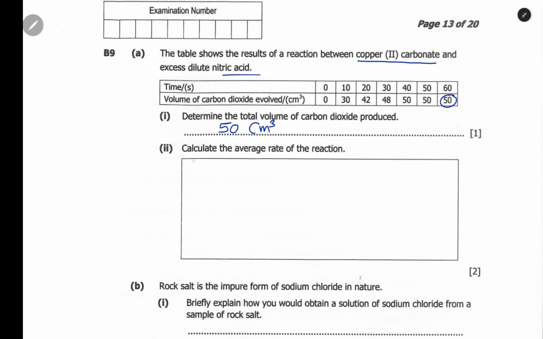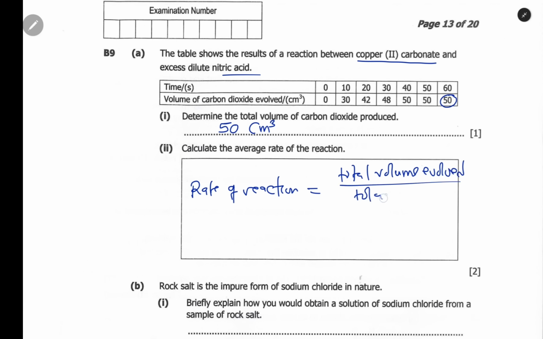Then calculate the average rate of reaction. So the average rate of reaction is equal to the total volume of gas evolved divided by total time. The total volume is 50, so we are going to say 50 cm cubed divided by 60 seconds, and we are going to have 0.83 cm cubed per second. That is the average rate of reaction.